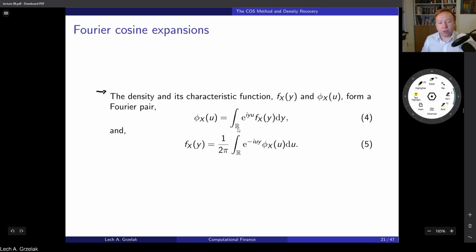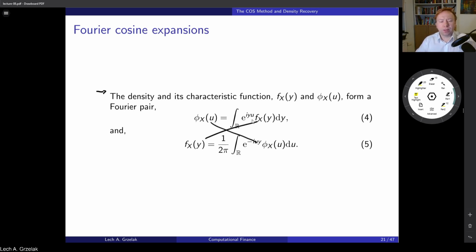This is the famous relation we have already seen multiple times. The characteristic function is simply an integral of e to the power iux times the density, and then to go back we do an inverse, so 1 over 2 pi, and we integrate, but this time we integrate the characteristic function. So you see there is a one-to-one correspondence. If you want to switch from one to the other, you always have to perform numerical integration.